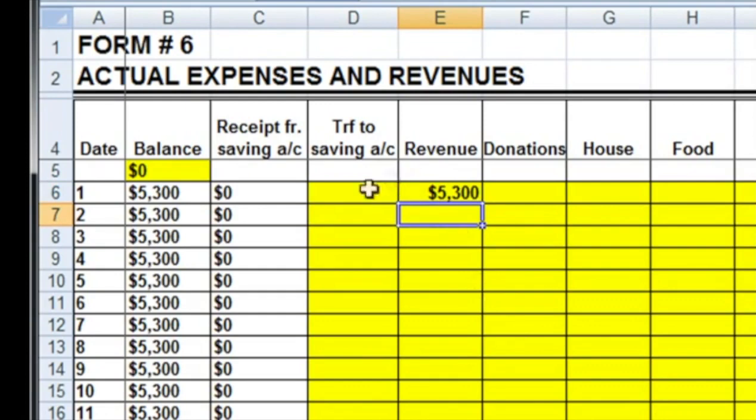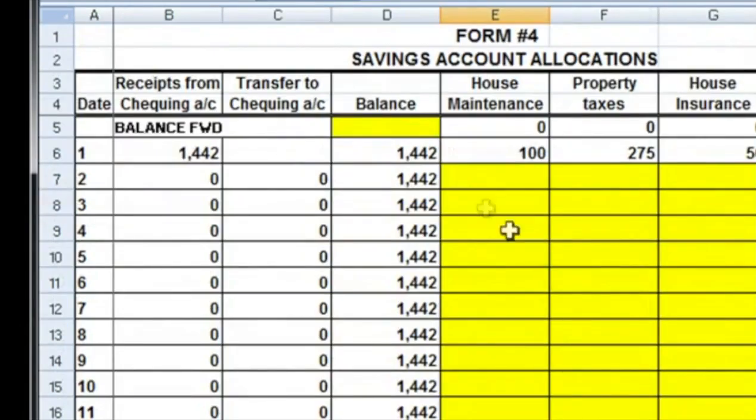And then what they would do immediately is they would transfer $1,442. That was the total amount at the bottom of form number 3. They would transfer that to their savings account to cover the non-monthly expenses. And you can see I keyed the $1,442 in there. So if you go back to form number 4, you will see the $1,442 shows up as a receipt from the checking account. There it is.